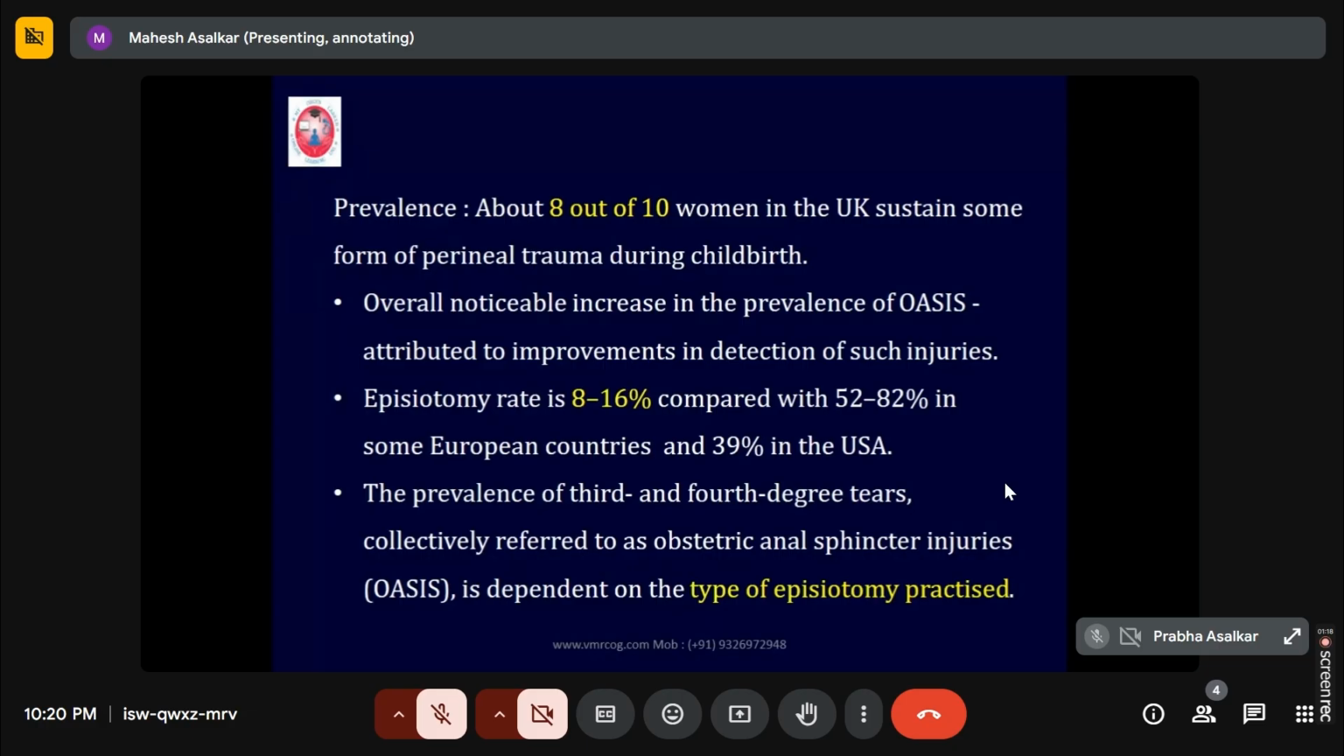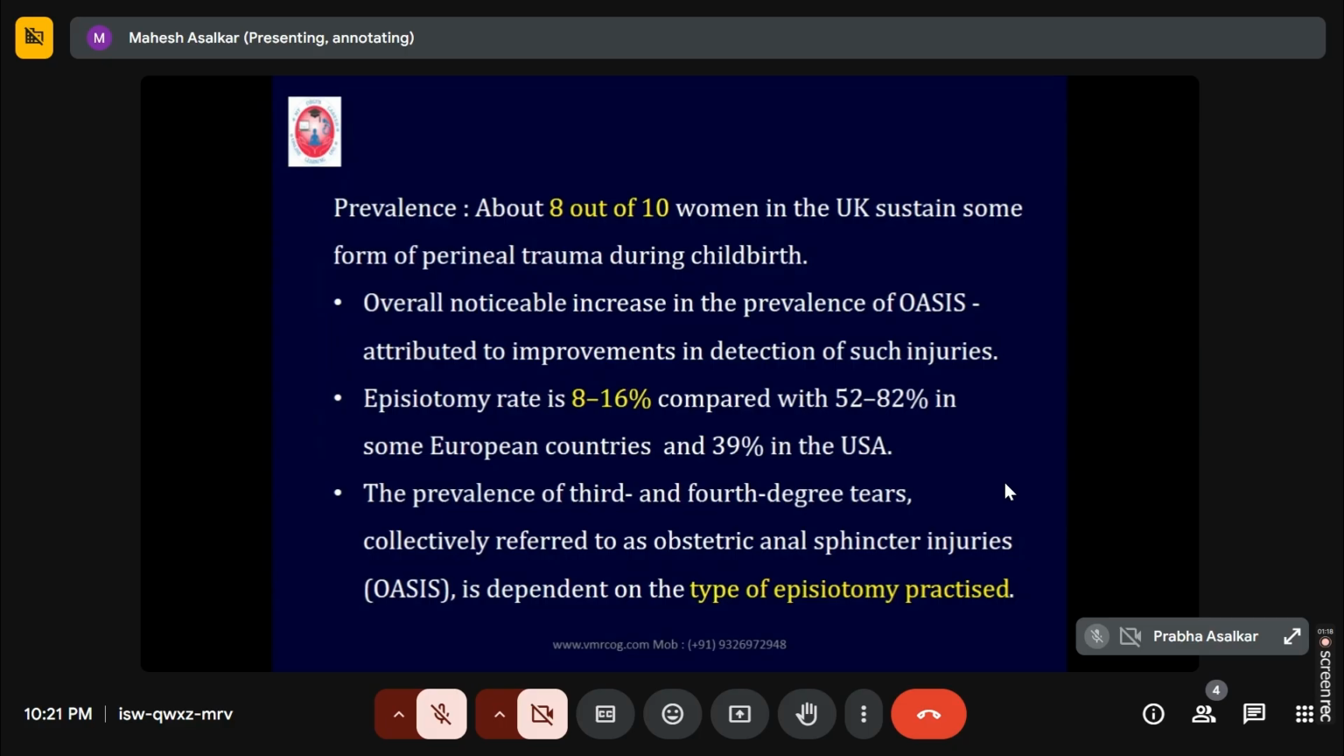How many women? 80% of women will have some form of perineal trauma. Overall, there is a noticeable increase. These are not all third degree and fourth degree; some kind of trauma is always there in 80% of women. Now, overall there is a noticeable increase in the prevalence of OASIS, that is obstetric anal sphincter injuries, attributed to improvements in the detection of such injuries. So the increased incidence is mainly because of the improvements in the detection of such injuries.